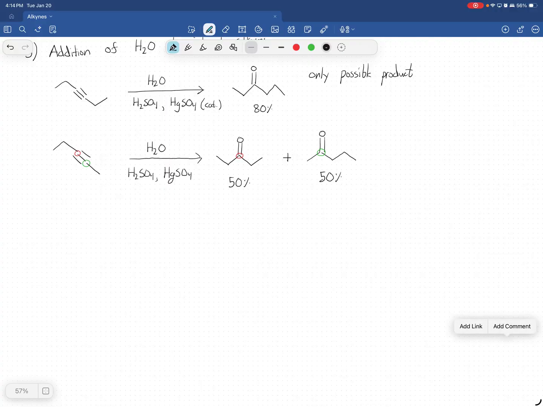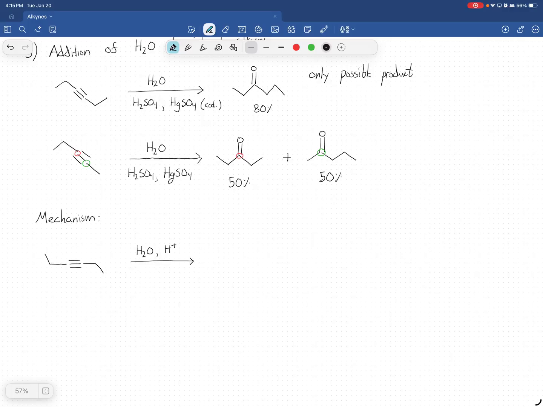All right, so let's talk about how this works. Let's talk about the mechanism. For the mechanism, we're going to use the first alkyne we drew, the symmetrical version. What the mercury does, it's just a catalyst. So usually we don't show it in the mechanism. But here's what happens: you have water here, H+.